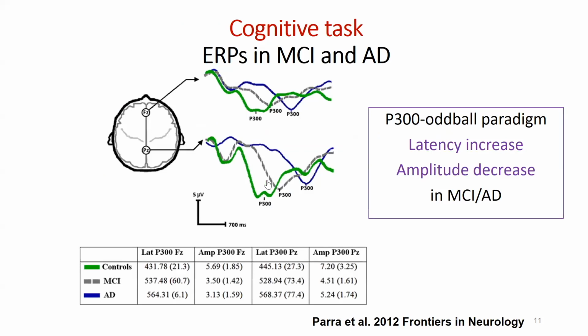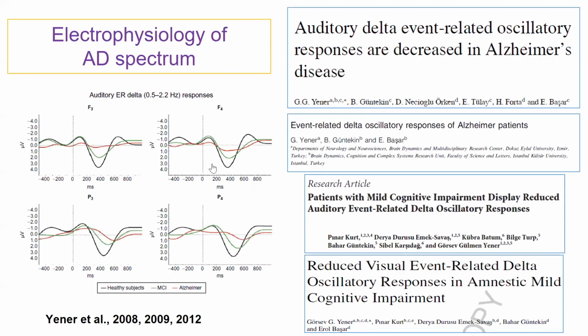This is a very nice depiction of P300 across MCI, healthy people, and AD, and there is a nice continuum along Alzheimer's disease. And you can see the same continuum in event-related oscillations, as our group has repeatedly shown in delta event-related oscillations. You can also check sensory versus cognitive networks, and you can check progression of disease.